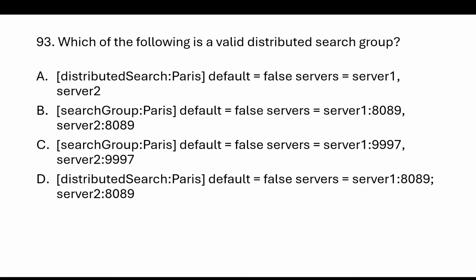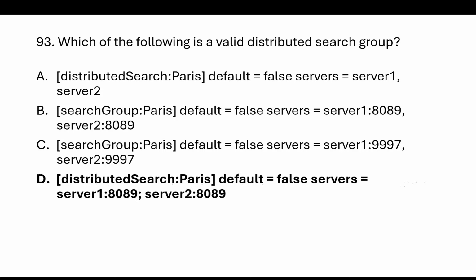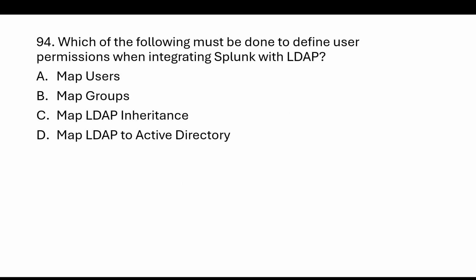Question number 93, which of the following is a valid distributed source group? And here are the options, and the answer is option D. Stanza distributedSearch:Paris, default equals false, servers equals server1:8089, server2:8089.